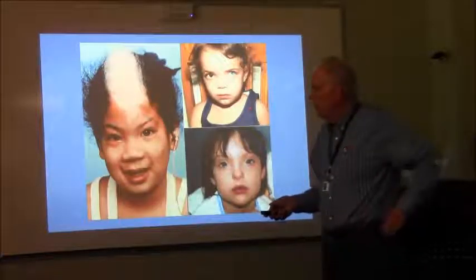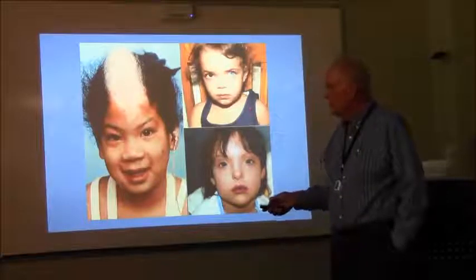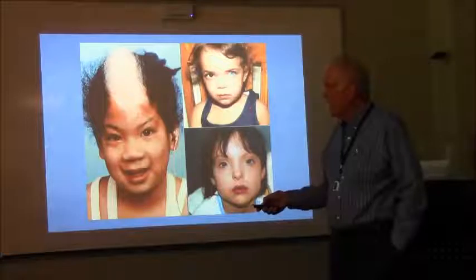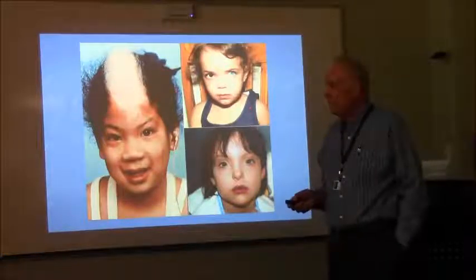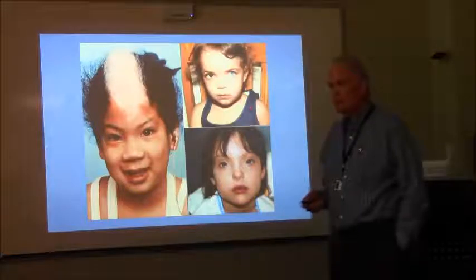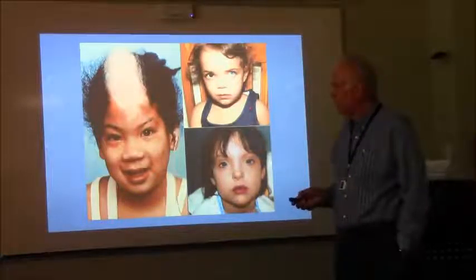Here are some other individuals with Waardenburg's, a white forelock, often very common. You can see that she has a hearing loss as well. She has some upslants to her eyes. They don't look particularly wide spaced, but she is Oriental, so that may impact how you look at her features.